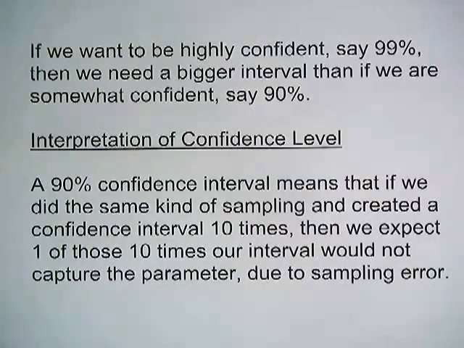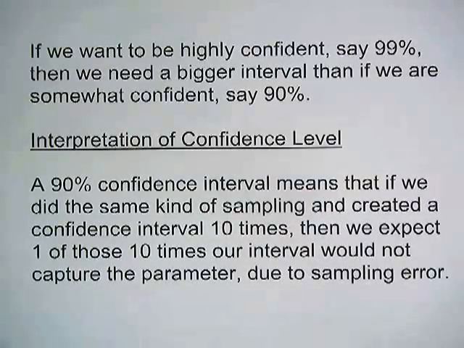If we wanted to be highly confident, say 99%, we would need a bigger interval than if we are somewhat confident, say 90%. These are called confidence levels, and these are both common confidence levels: a 90% confidence level and a 99% confidence level. Other common ones are 95% and 98%.